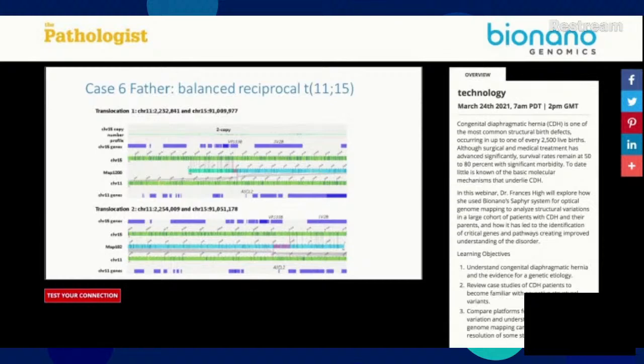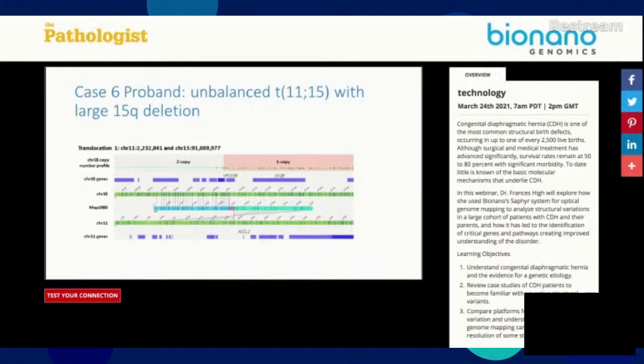If you look at the copy number at the top, you can see that there is no copy number gain or loss on either of these chromosomes. This makes sense. The father is healthy. He doesn't have CDH. However, in contrast, the child carries an unbalanced version of this translocation. And you can see here, this is again the breakpoint on chromosome 15. And what you can see is that in this downstream region, the child shows a significant deletion of this portion of chromosome 15.